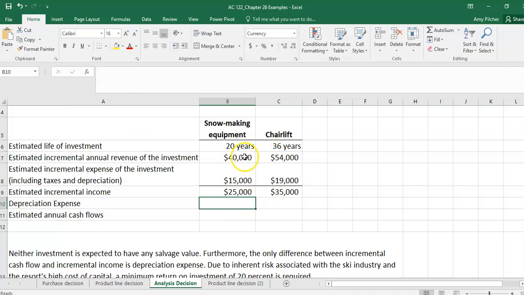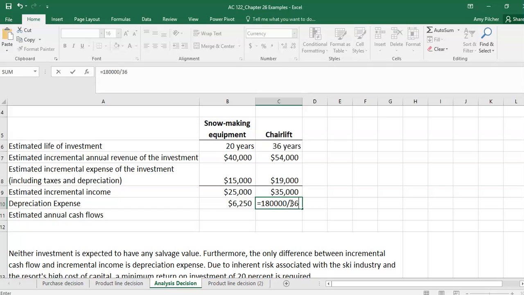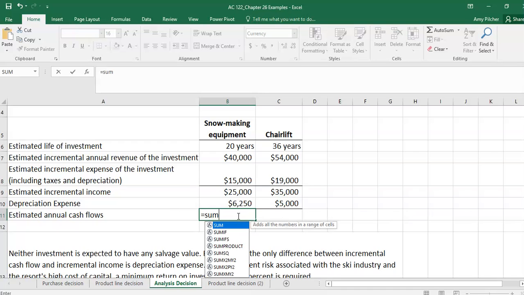So for the depreciation expense for the snowmaking equipment, we have no salvage value. So straight line depreciation is historical cost minus salvage value divided by useful life. So we just take the cost of $125,000 divided by the 20-year useful life. For the chairlift, that cost is $180,000 and it has a 36-year useful life. We add back depreciation expense and that gives us our estimated annual cash flows.